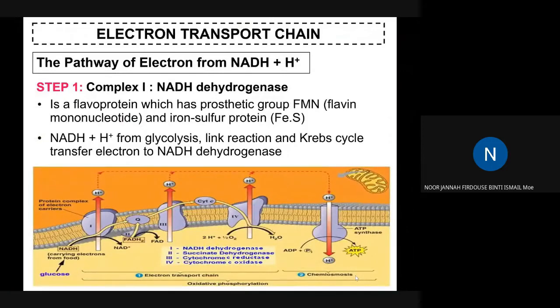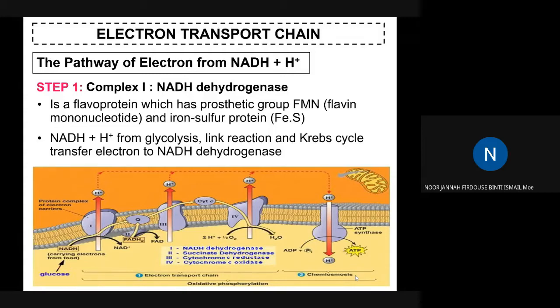The first step in the electron transport chain. Complex 1 is named NADH dehydrogenase. It is a flavoprotein that has prosthetic group flavin mononucleotide and iron sulfur protein. You don't have to memorize that, but you have to remember the name NADH dehydrogenase.